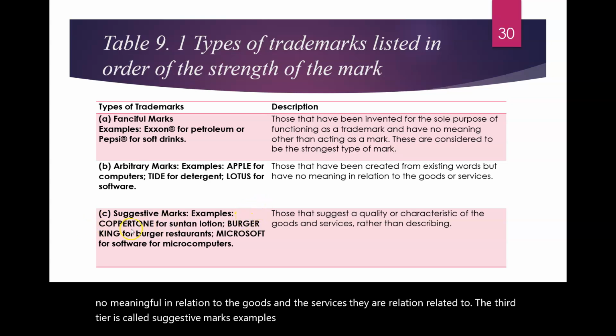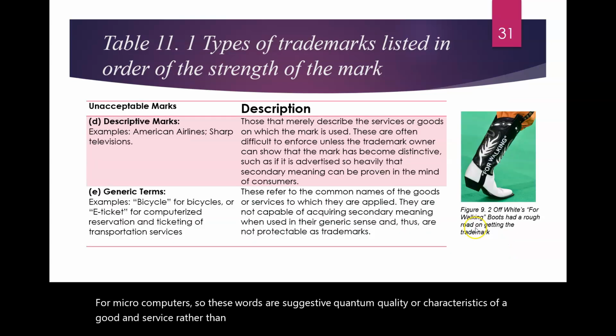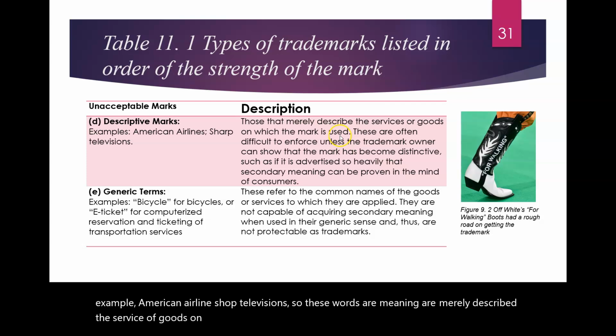Examples are Coppertone for suntan lotion, Burger King for burger restaurants, and Microsoft for software for microcomputers. These words suggest the quality or characteristics of a good or service rather than describing it. And then the fourth is the descriptive mark. For example, American Airlines, Sharp televisions. These words merely describe the service or goods on which the mark is used.